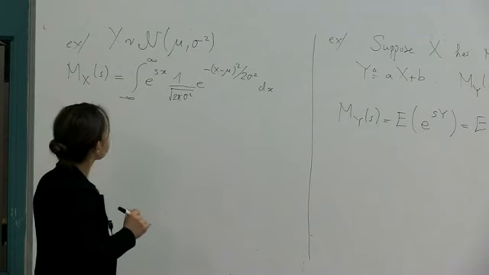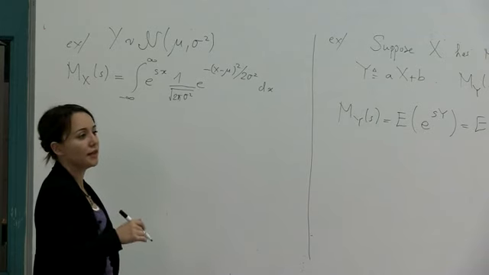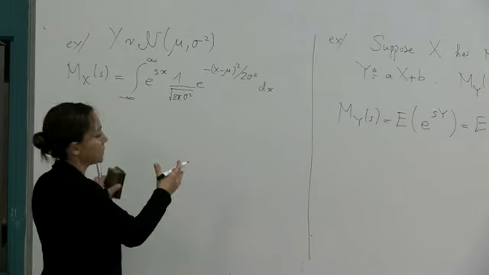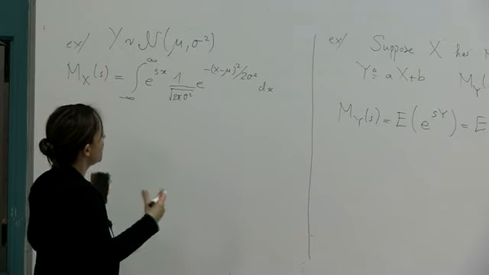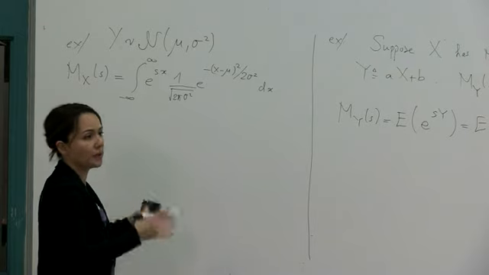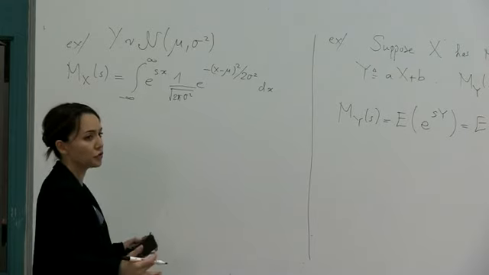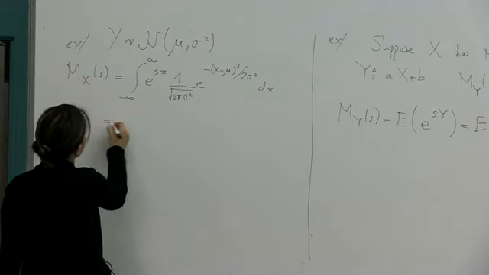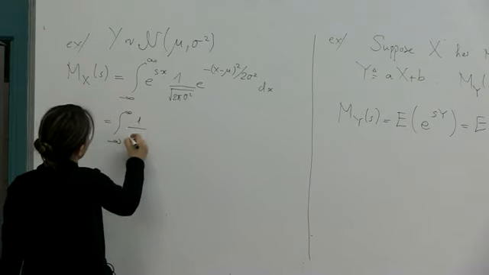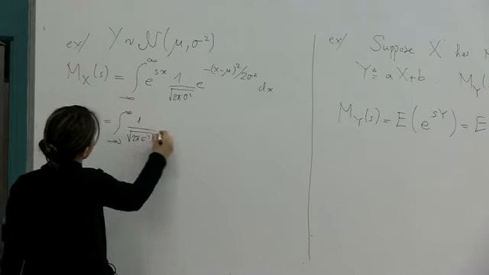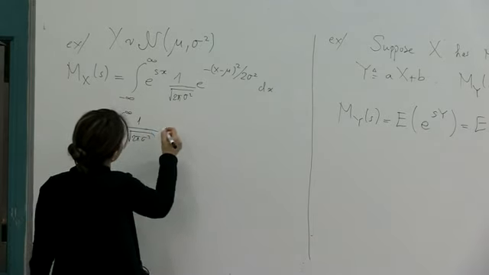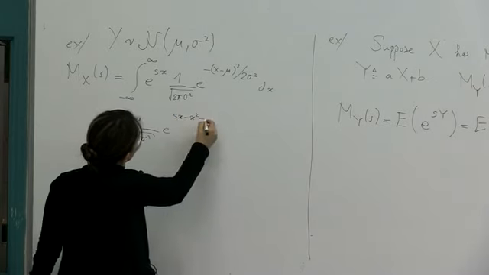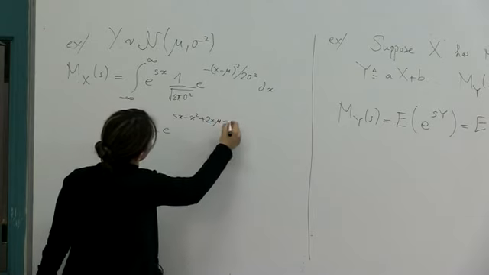What we do is we'll try to get another Gaussian PDF out of this. Okay, we'll make use of our knowledge that the Gaussian PDF integrates to 1. That's what we'll do. Okay, so let me put the two exponentials together. So I have e to the sx minus x squared plus 2x mu minus mu squared.